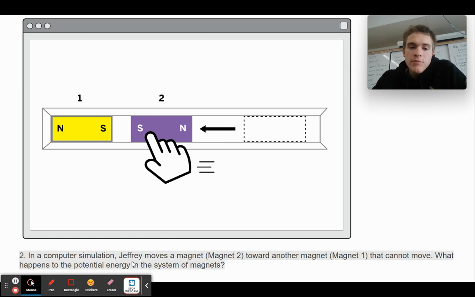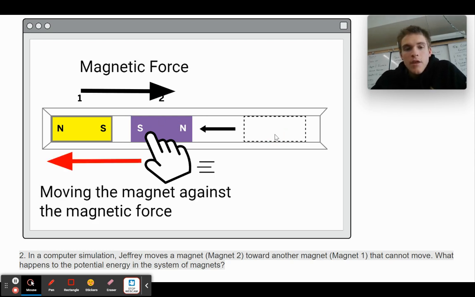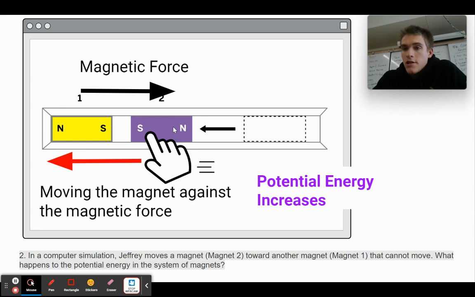In a computer simulation, Jeffrey moves a magnet toward the other magnet that cannot move. What happens to the potential energy in the system of magnets? We have similar poles. The magnetic force is trying to repel them away, but we're moving the magnet closer against the magnetic force, so potential energy will increase.